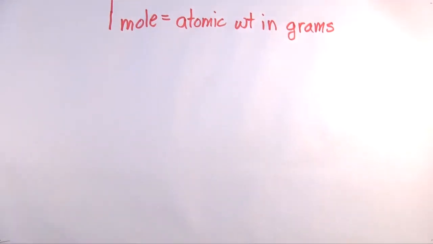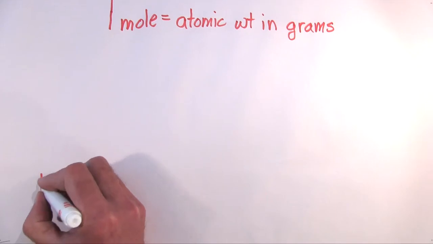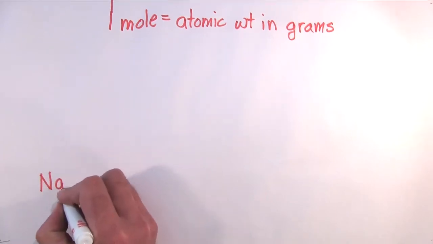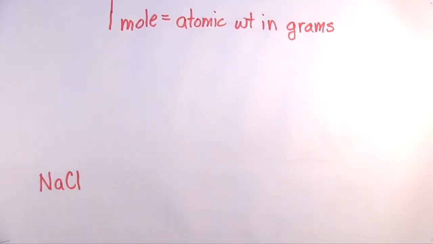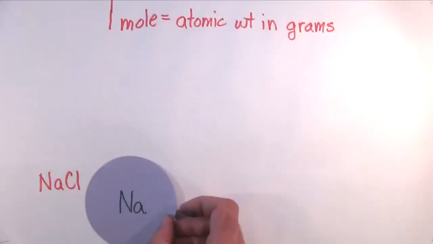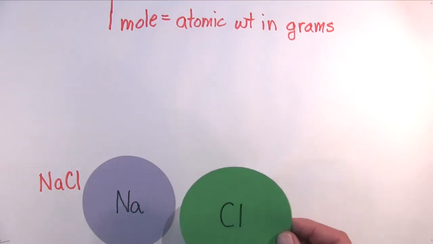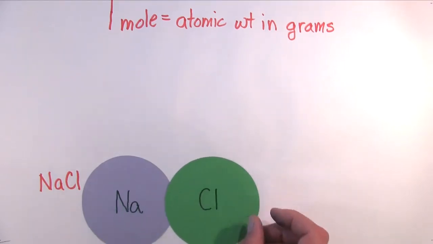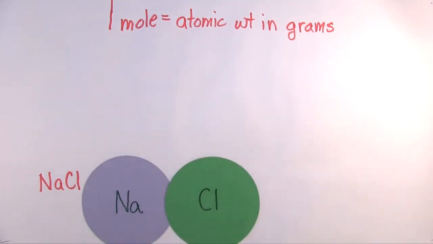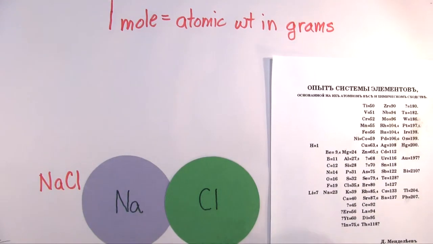They study compounds. Compounds like sodium chloride, good old table salt. What does this formula tell us? It tells us that there is one sodium atom in there. Actually, ion, but we'll get to that later. And one chlorine. Okay? There's one of each. And if we look at the periodic table, sodium comes in at 23.